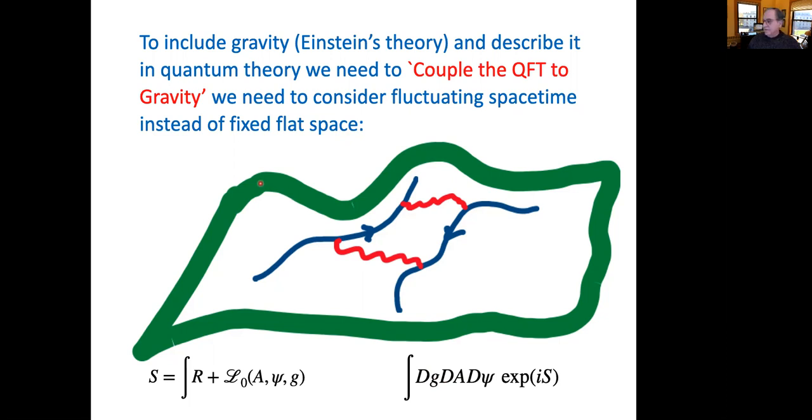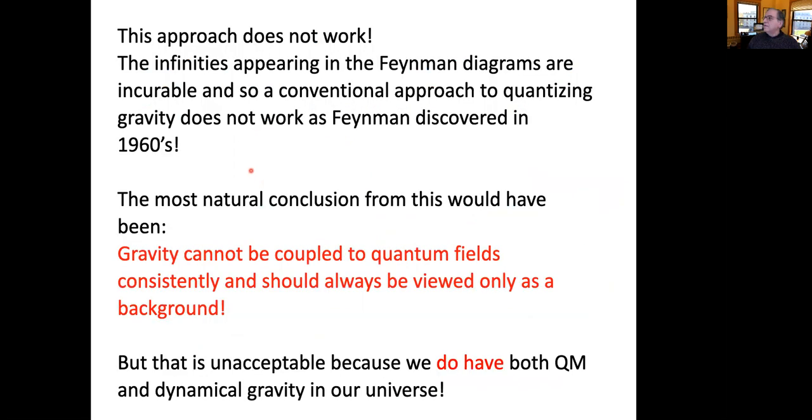So what is the problem? Well, the problem is that this approach does not work. The infinities appearing in the Feynman diagrams are incurable, and so a conventional approach to quantizing gravity does not work, as Feynman discovered already in the 1960s. The most natural conclusion from this would have been that gravity cannot be coupled to quantum fields consistently and should always be viewed only as a background. You don't have a dynamical graviton.